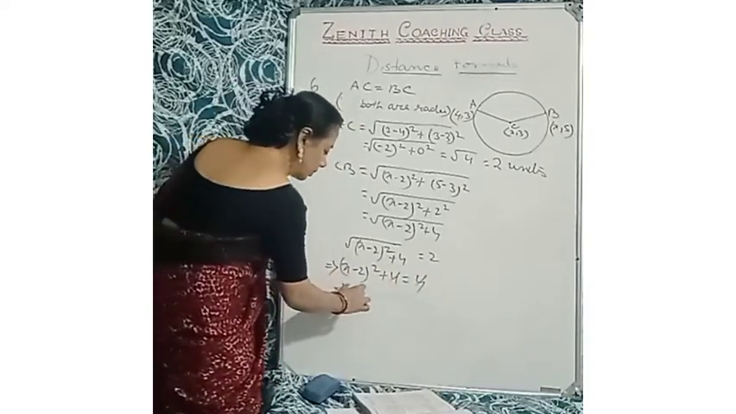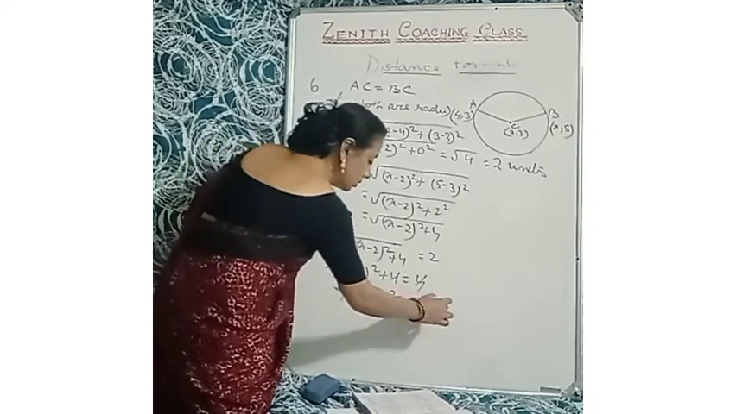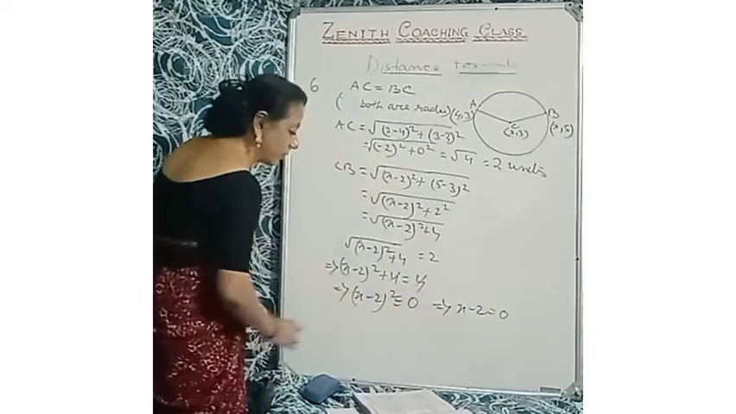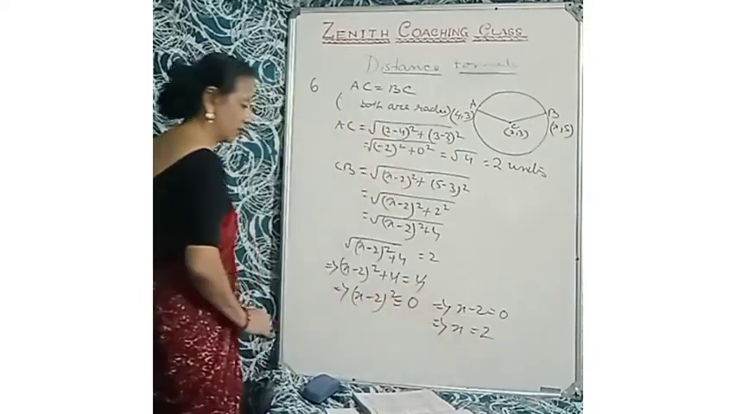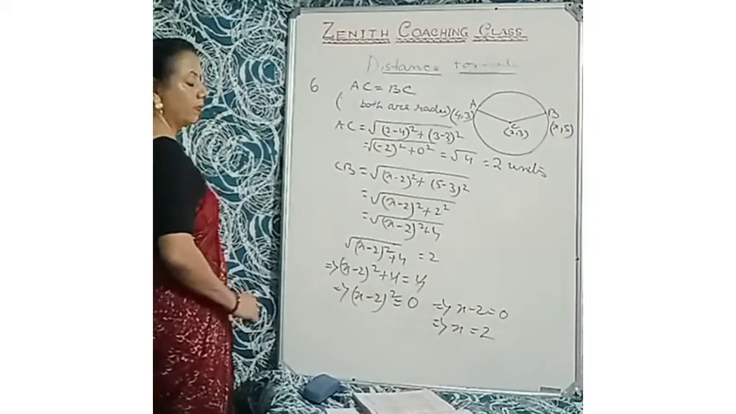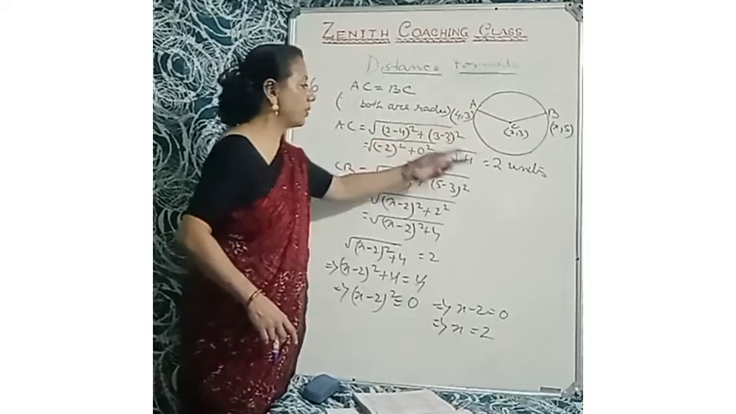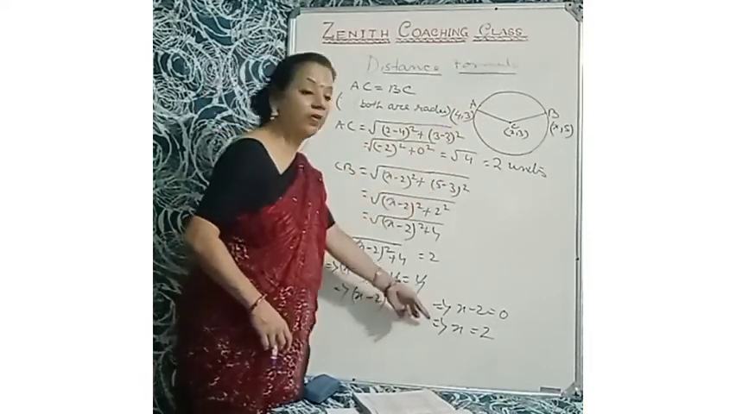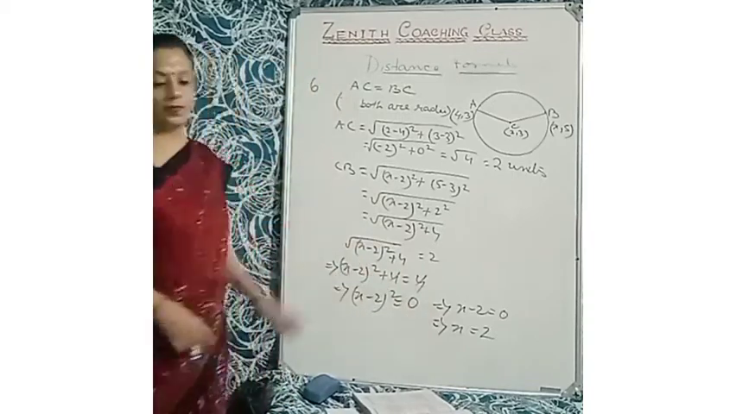So (x − 2)² = 0. So x − 2 = 0, cancelling the square. So x = 2. Very easy sum now. That is the same radius, that's why both sides are same. You can easily find out the value of x. So observe the sum. I'll go to the next sum.